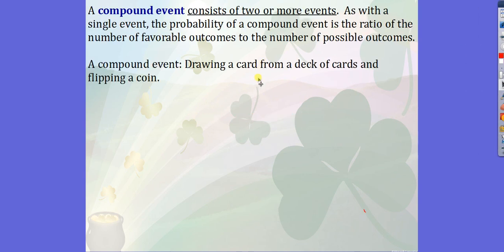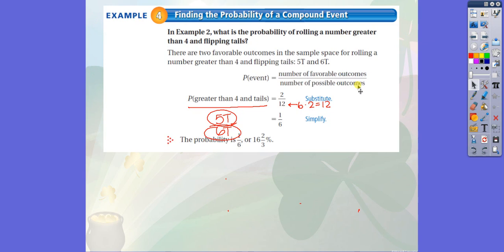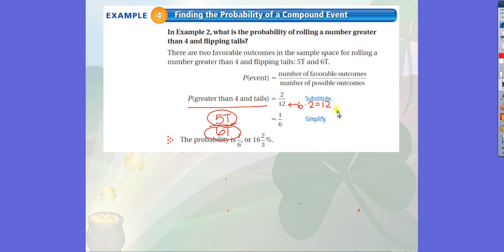So compound events then are two or more events. Makes sense, kind of what that word compound means, two or more. And all of the things we've seen before would be compound events if we wanted to find the probability of them. And here's another example, drawing a card from a deck of cards and flipping a coin. Finding the probability of a compound event can be tricky because now you have to account for two separate things.